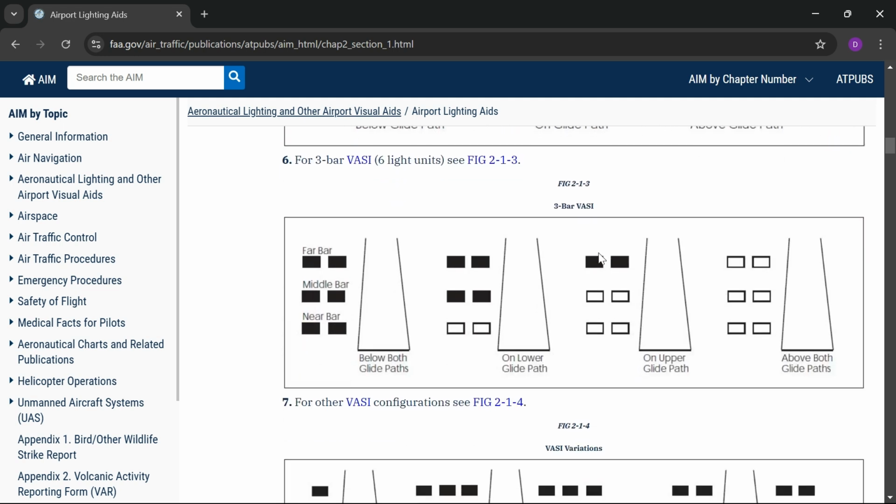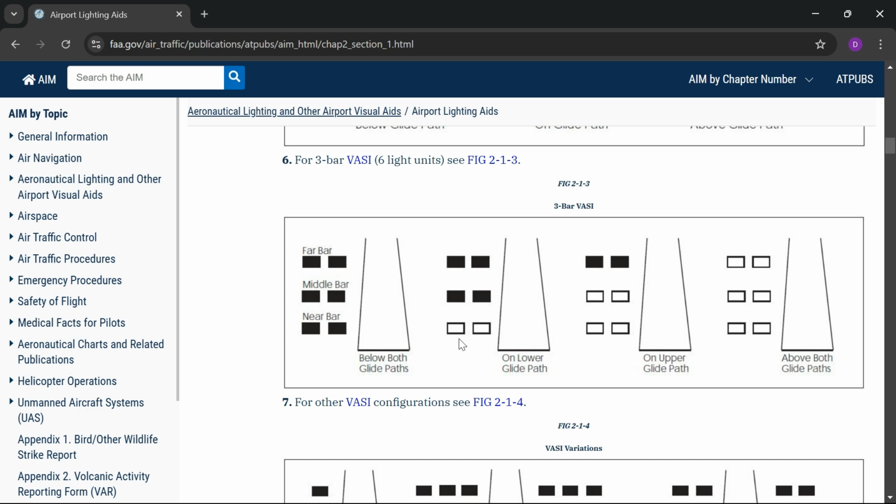Now here's an example of a 3-bar VASI. It's kind of the same principle: if all your lights are red, then you are below both glide paths. And just a reminder that a 3-bar VASI can provide 2 glide paths, a lower and an upper glide path.